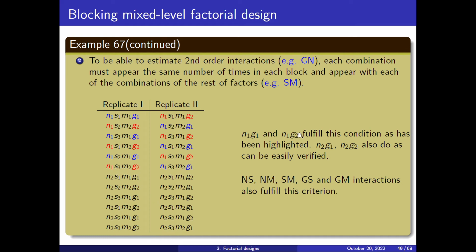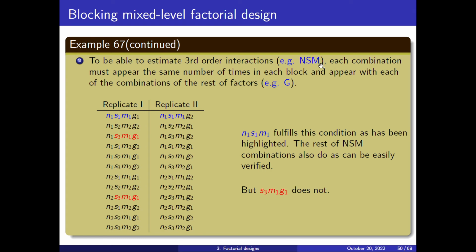And then they must appear with each combination of the Sm factors. Okay, so we have N1G1, it appears with S1M1, S3M1, S2M1, and then S2M2, S1M2, S3M2. So for each combination of S and M, we have N1G1, and the same happens with N1G2 and all other combinations. So if this happens, then we will be able to estimate the second order interactions, this Gn.